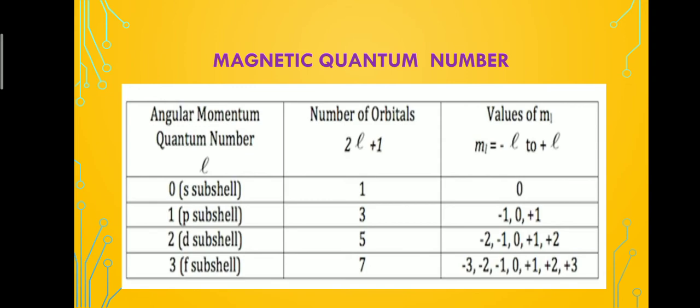And for L equal to 3, the number of orbitals possible is 7, and the values of m are -3, -2, -1, 0, +1, +2, +3.